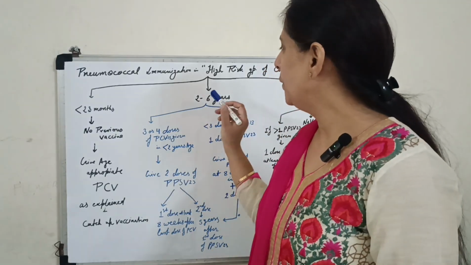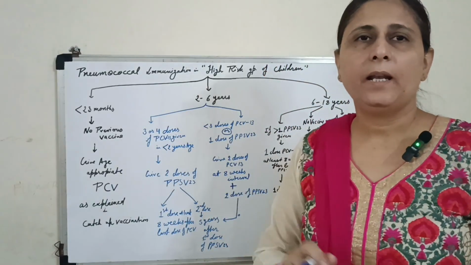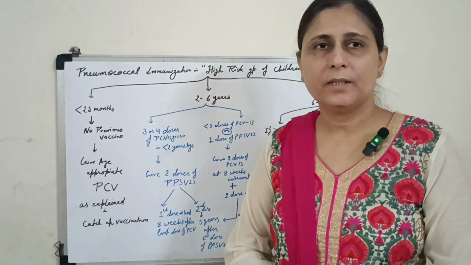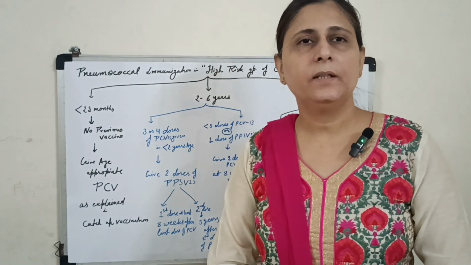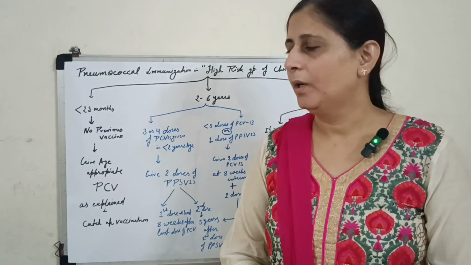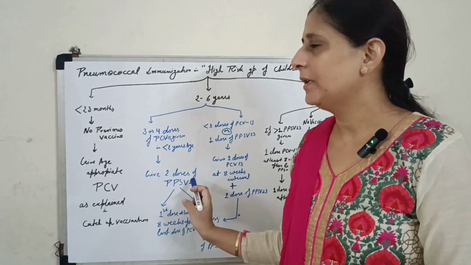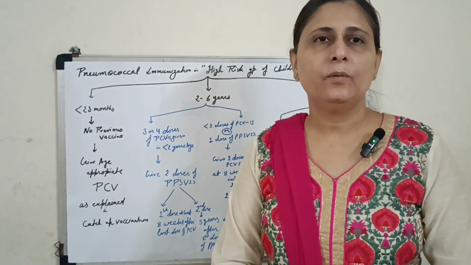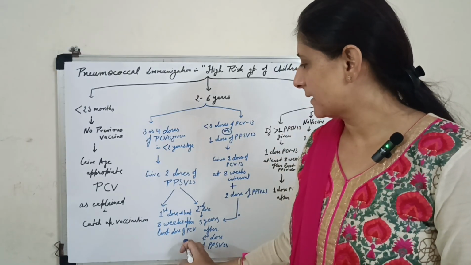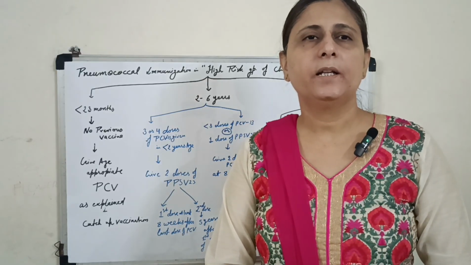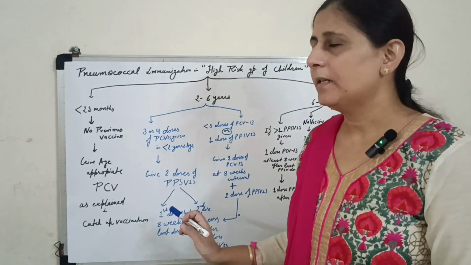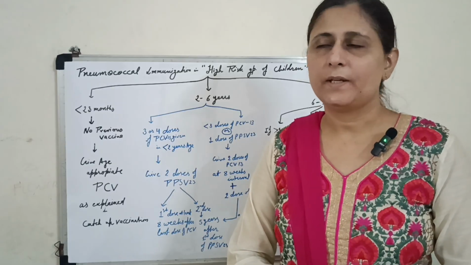If the child is between 2 to 6 years of age and in the high risk category, then we have to see the previous vaccination status. If the child has already received 3 or 4 pneumococcal conjugated vaccines, then we have to give pneumococcal polysaccharide vaccine 23, 2 doses. First dose 8 weeks after the pneumococcal conjugated vaccine. We should keep the interval of 8 weeks. And the second dose of pneumococcal polysaccharide vaccine we have to give after 5 years.